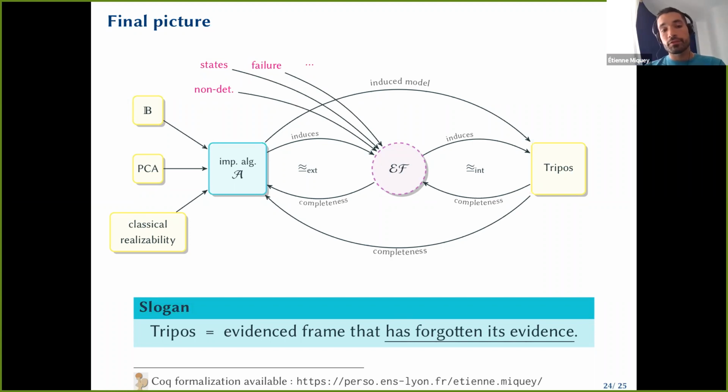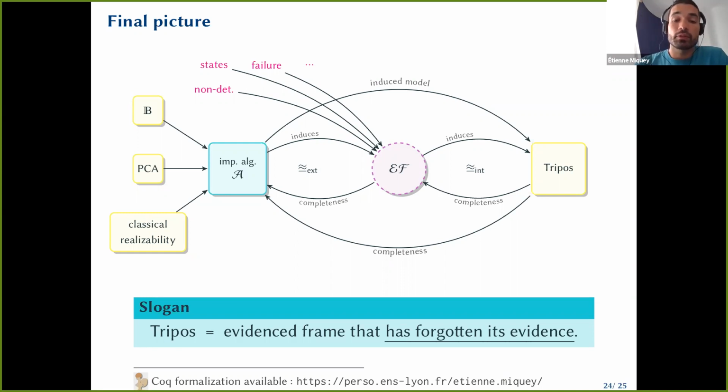And if I had to highlight only one takeaway message, it is that triposes, which were regarded as the good place to reason about realizability before, are somehow an evidence frame that has forgotten about its evidence. And therefore, there is much more information in an evidence frame.